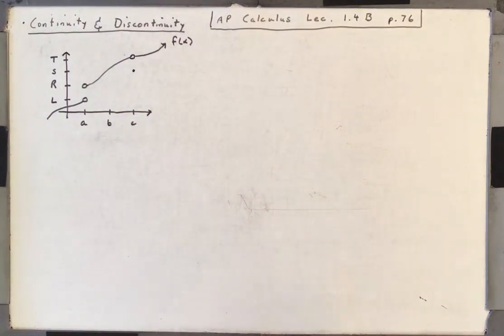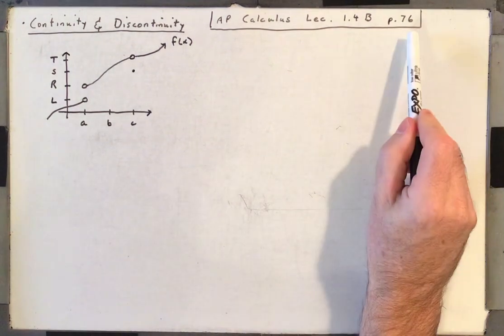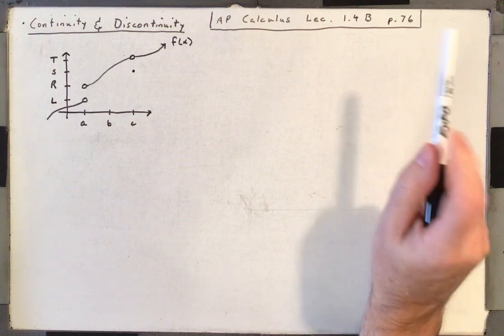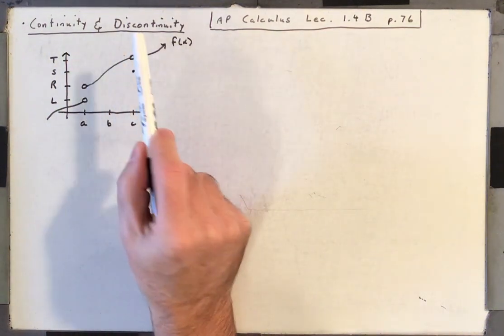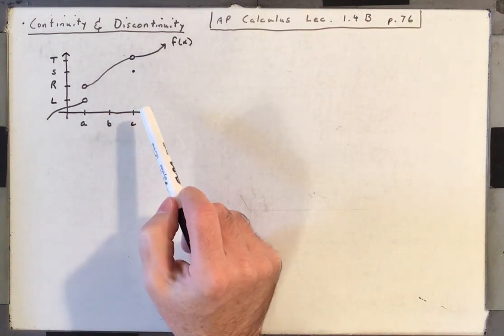This is AP Calculus Lecture 1.4b. We are going to be working example problems from page 76 in the textbook. This lecture is called Continuity and Discontinuity. It's a pretty short lecture overall.